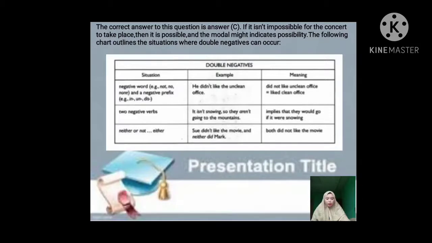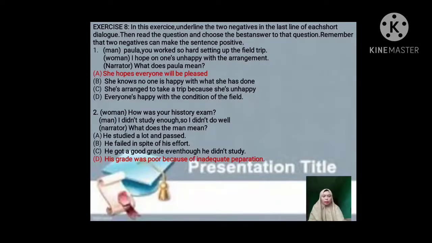Situation two: two negative verbs. Example: It is not snowing, so they are not going to the mountains, which implies that they will go if it were snowing. Situation three: neither or not either. Example: Sue liked the movie and neither did Mark, meaning.